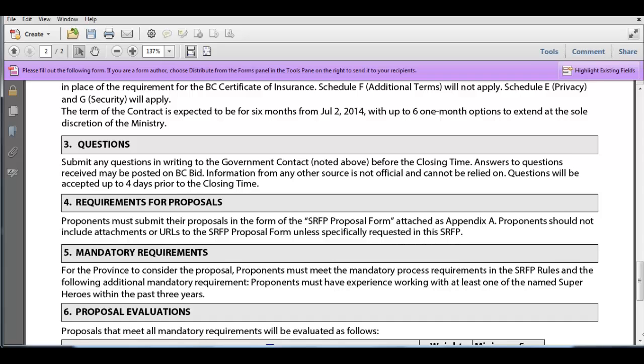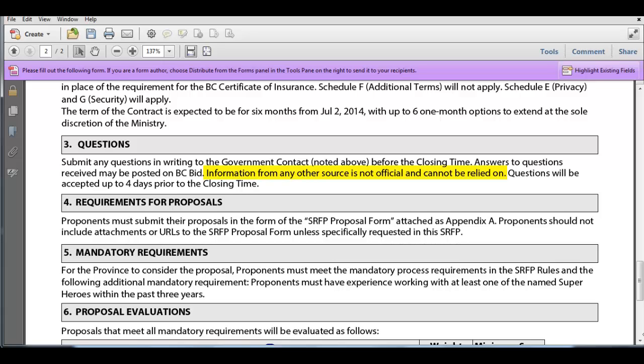Other times we get questions that are received too close to the closing time to be able to answer. So that's why we say we may post on BC Bid. We do everything we can to answer the questions that come in, but if we get a question coming in too late, it may be that the proponent will be told that, sorry, we just haven't got time to answer that. The next line talks about information from any other source.